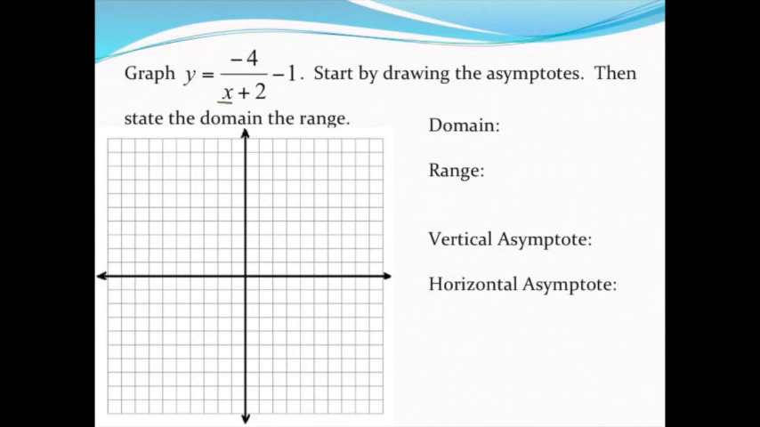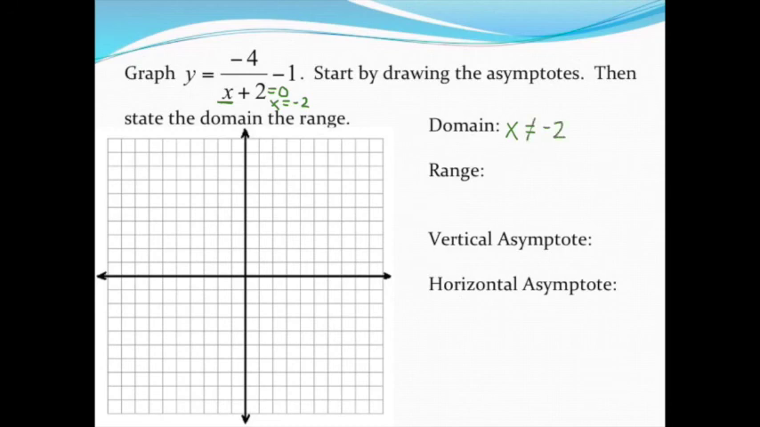Instead, I have to think, what would I plug in for x that would make the bottom of this fraction equal to 0? Or, if you can't think that way, you can go ahead and just set the bottom equal to 0 and then solve that equation. Solving that gets me x equals negative 2, which tells me actually what I don't want x to be. That tells me my domain is x cannot be equal to negative 2.